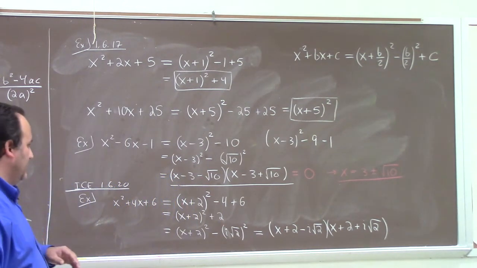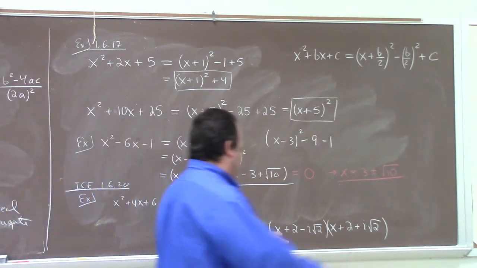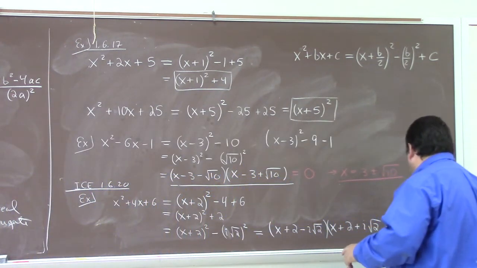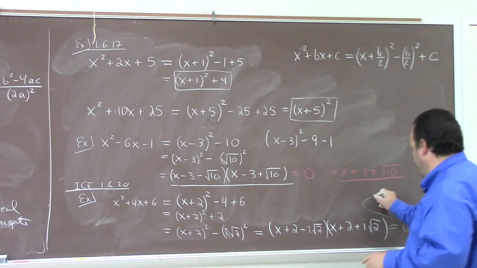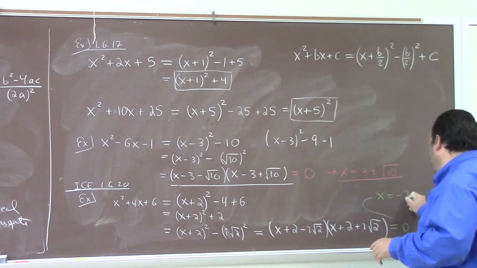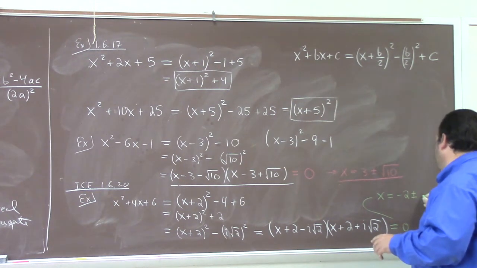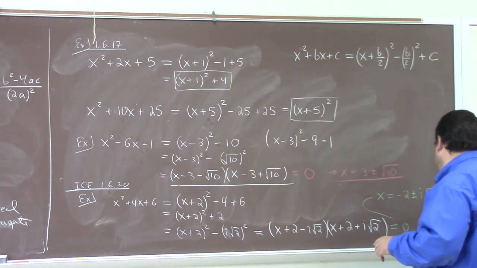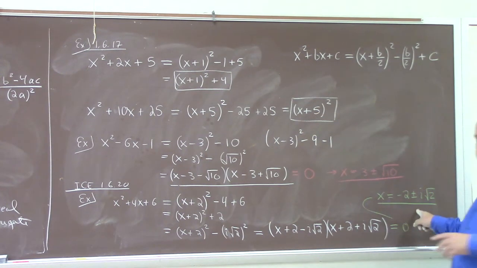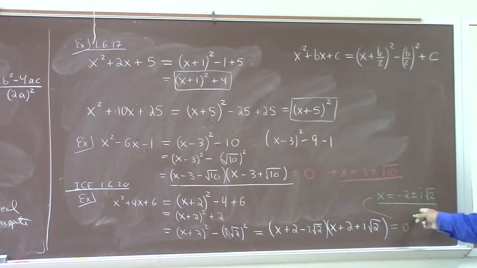Let's see here. This one, check this out. So if I said this equals 0, what are the solutions? x equals -2 plus or minus i root 2, right? This is one of those conjugate pair solutions I was talking about, all right?